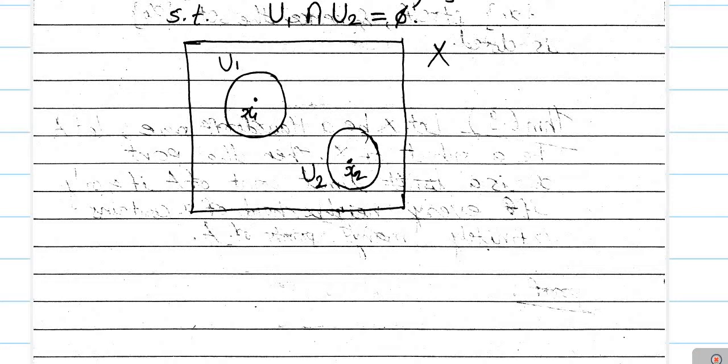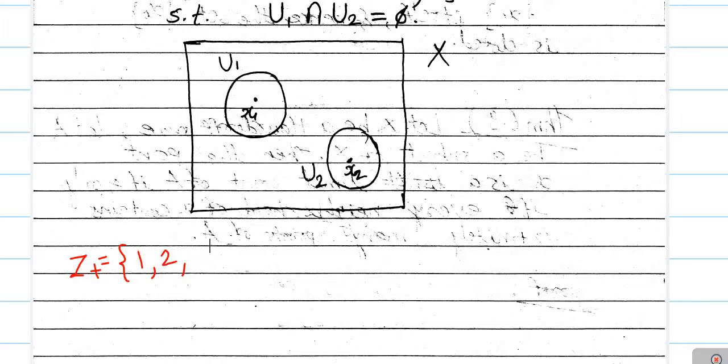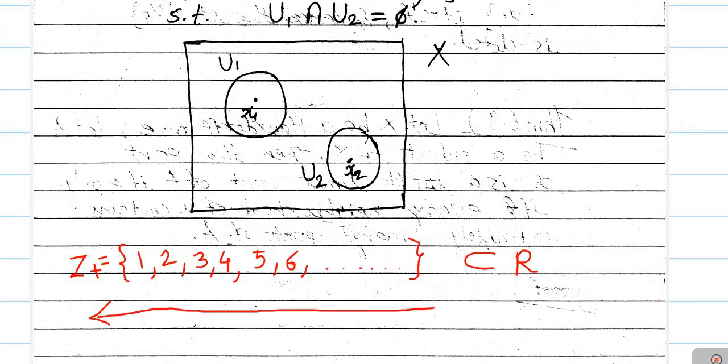Let us suppose that we have the set Z plus of positive integers. Z plus is the set of positive integers, that is, the members of Z plus are 1, 2, 3, 4, 5 and so on. Definitely this is a subset of R. We know that Z plus is a subset of R, the set of real numbers. Observe here, this is our R, the real line.